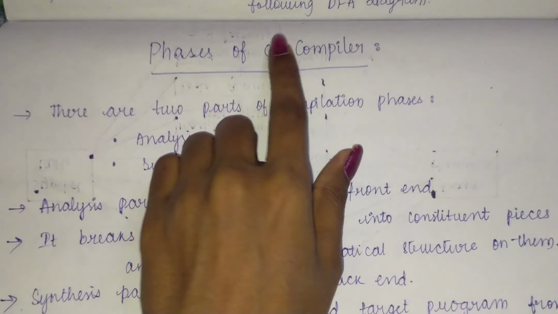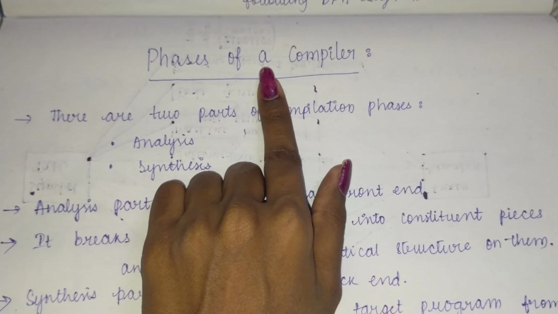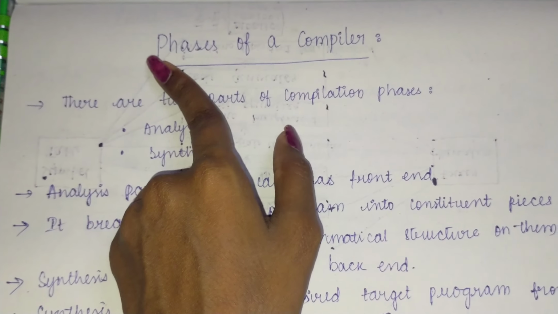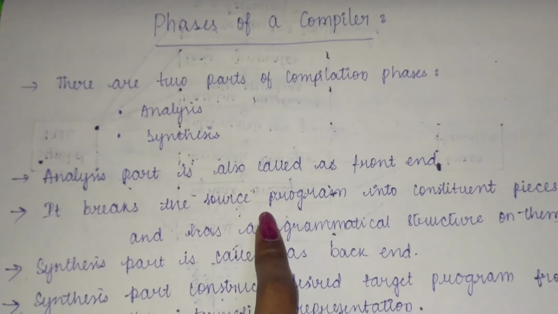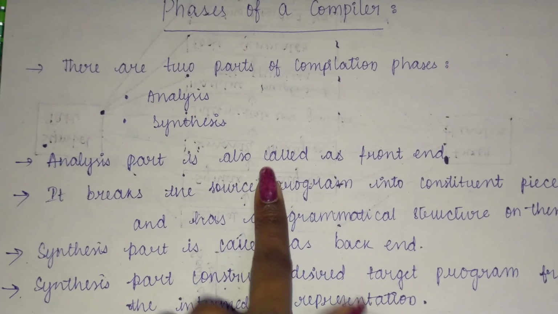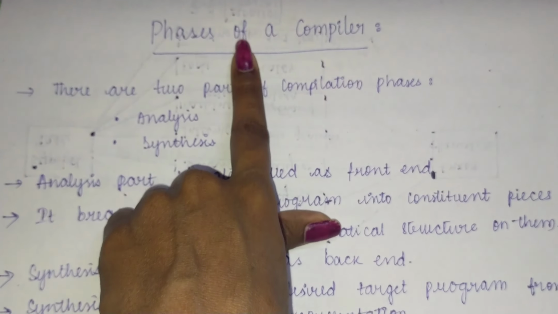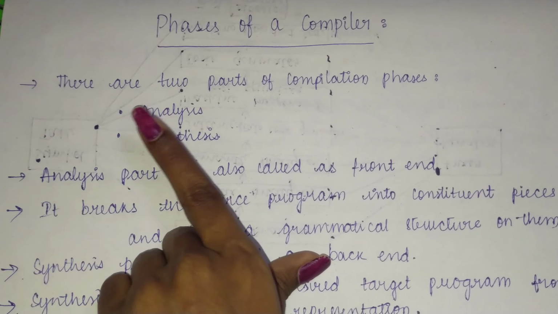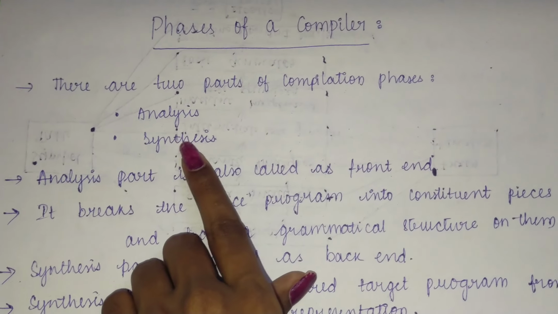Hello everyone. So today our topic is phases of a compiler in unit 1. Just like I've discussed the important questions in the previous video, all those questions and answers I'll give to you here clearly. Okay. So in phases of a compiler, we basically have two parts of compilation phases. The first one is analysis and the second one is synthesis.